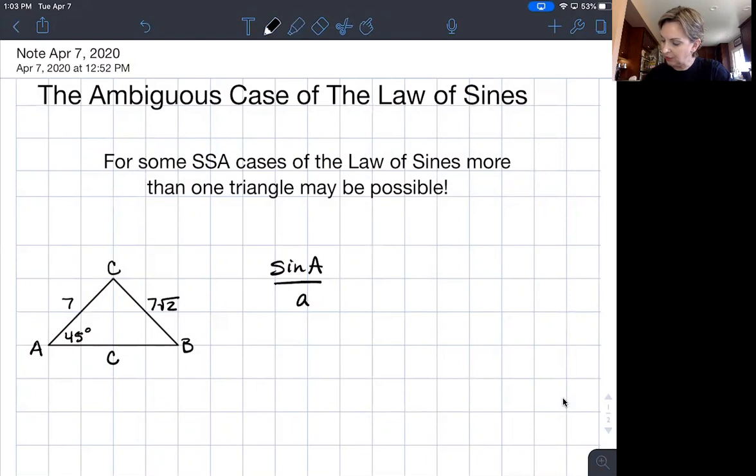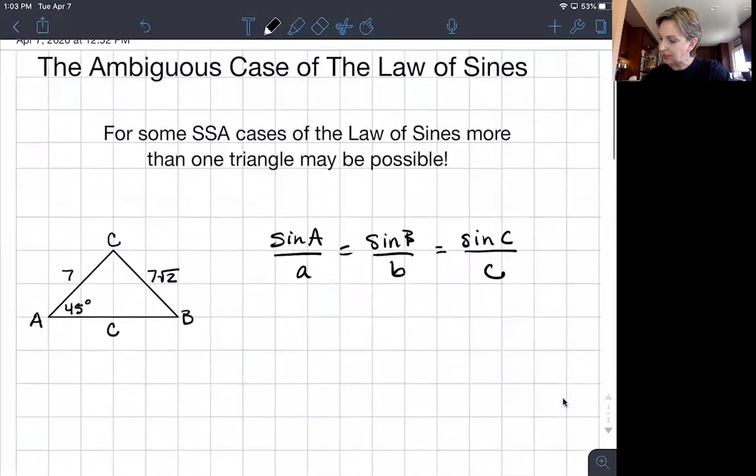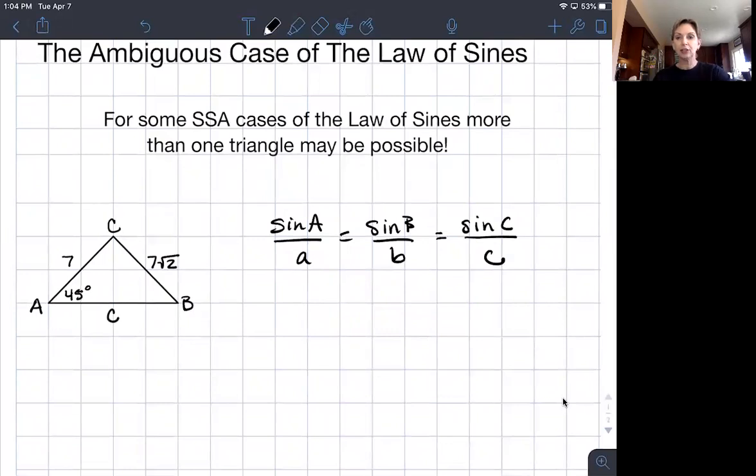It's sine A over A equals sine B over B equals sine C over C. Okay, so let's take a look at this triangle right here. And what we want is for there just to be one triangle that comes out of this situation. It could be that there could be more than one triangle resulting, but we only want one. Let's see what happens when we try to solve this one.